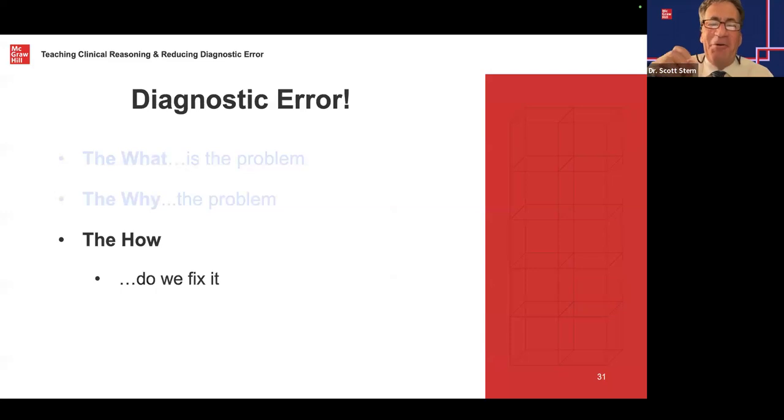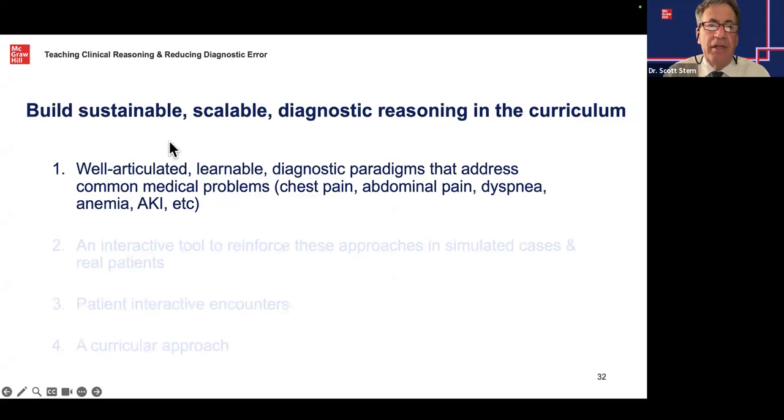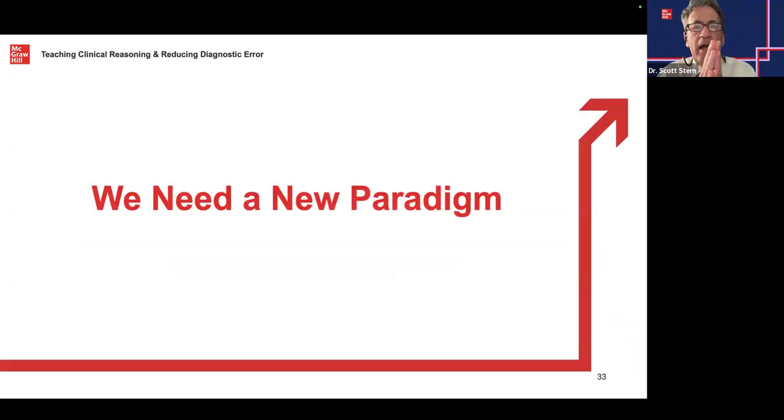Take a breath. Now, how do we fix this? What would be some ways we would attack this? I would argue that we need to build sustainable, scalable, that's an important issue, diagnostic reasoning into the curriculum with well-articulated, very well-defined, learnable diagnostic paradigms that address all the common medical problems they're going to see so that they're competent in them: chest pain, abdominal pain, dyspnea, anemia, etc. Now, in order to do that, we actually need a new overriding paradigm. And I want to show you the overriding paradigm and then give you an example of how these work.